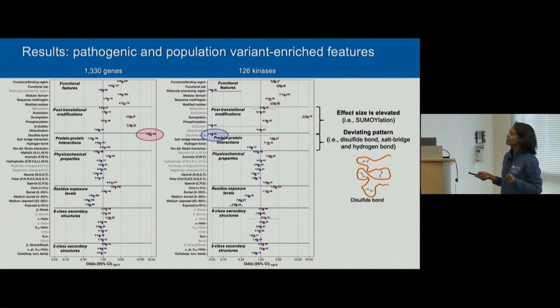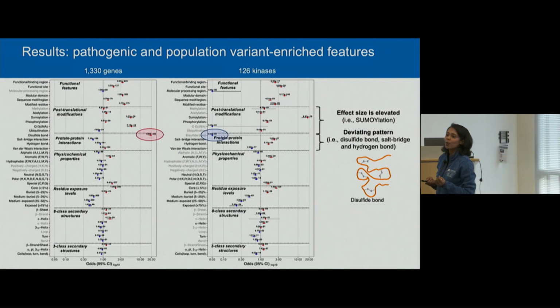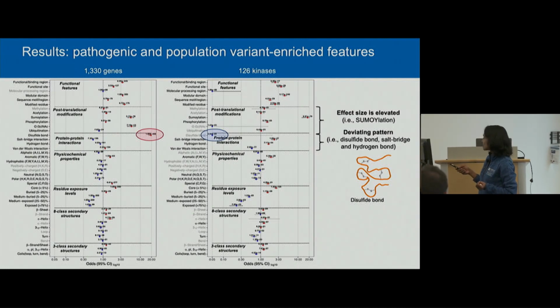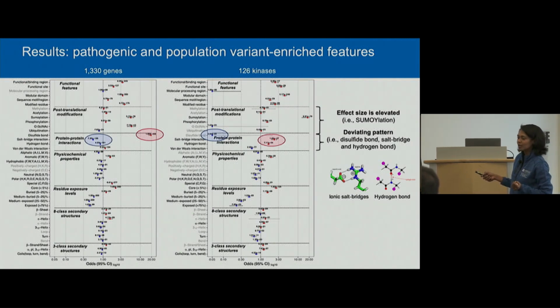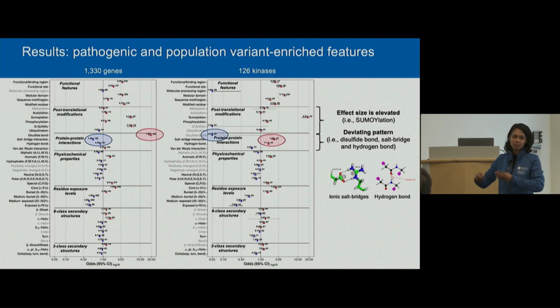Second, we can see a completely deviating pattern. Considering all genes, disulfide bond was the most significant feature, right? Now when we look at kinases, the disulfide bond had no significant enrichment. Actually, kinases didn't have any annotation of disulfide bond at all. Instead, for kinases, what we observe is the hydrogen bond and the salt bridge interactions, which were not significant for pathogenic variants in general, but now became significant for kinases only. So this is literally kinase-specific characterization of pathogenic mutations.